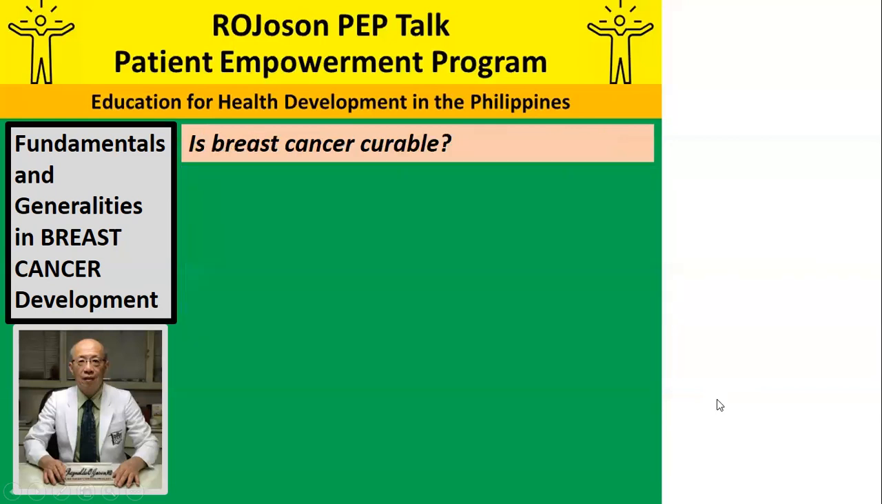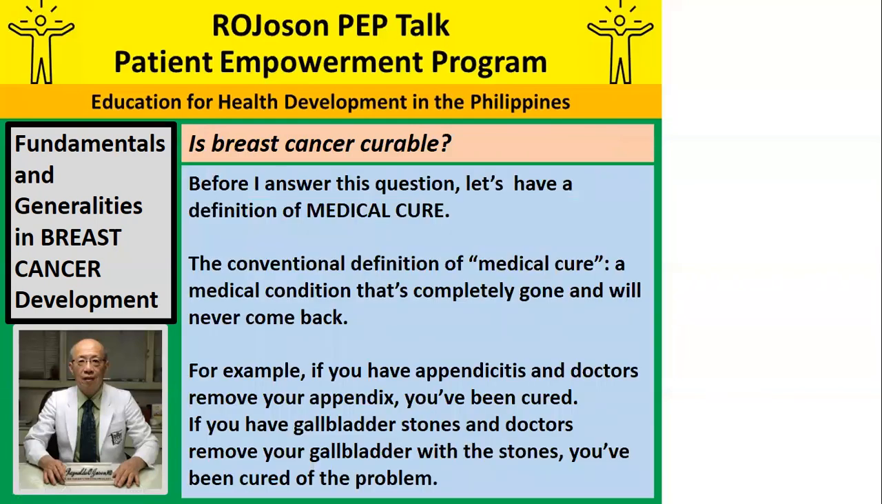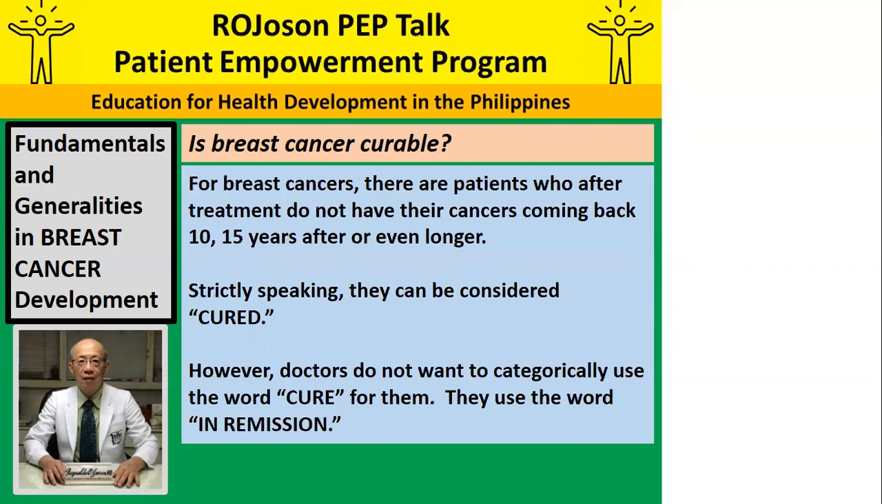Is breast cancer curable? Before I answer this question, let's have a definition of medical cure. The conventional definition of medical cure is that a condition is completely gone and will never come back. For example, if you have appendicitis and the doctors remove your appendix, you have been cured. If you have gallbladder stones and the doctors remove your gallbladder with stones, you have been cured of the problem.